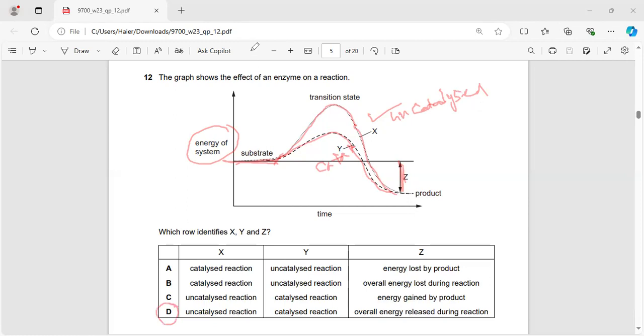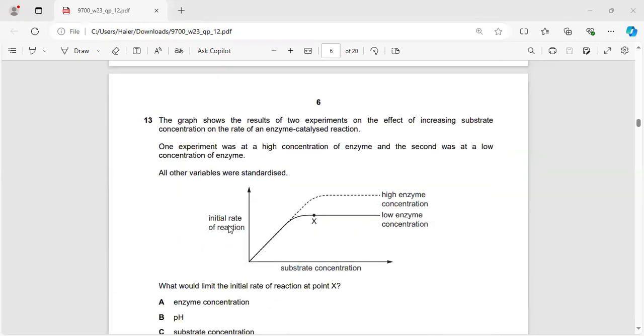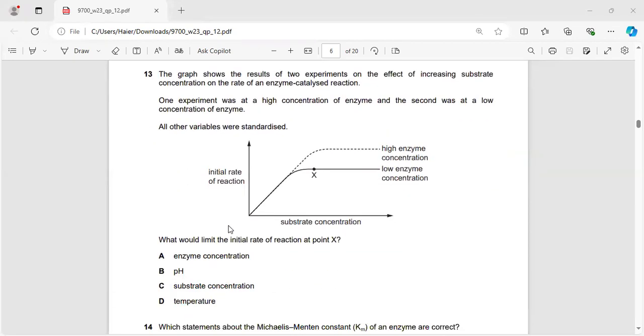Question number 13. Moving towards question number 13. The question number 13 is, the graph shows the results of two experiments on the effect of increasing substrate concentration on the rate of an enzyme catalyzed reaction. One experiment was at a high concentration of enzyme, and the second was at a low concentration of enzyme, this one. So what would limit the initial rate of reaction at point X?